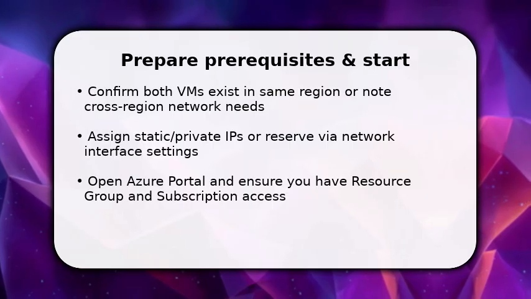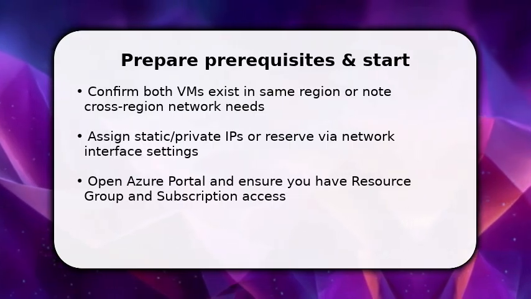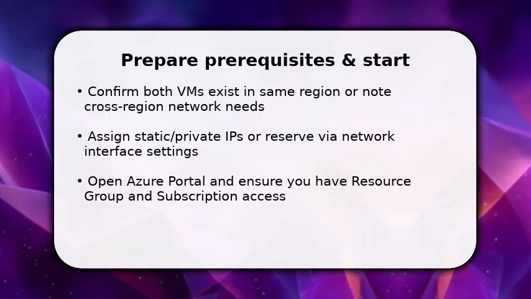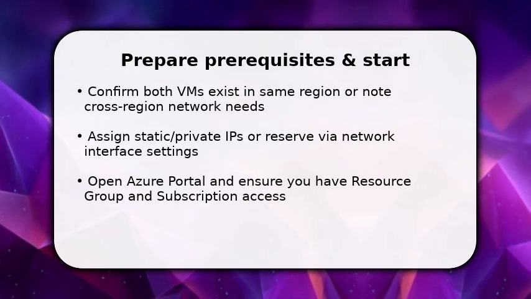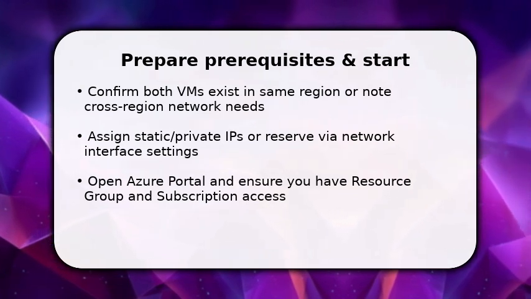Once done, open the Azure portal, navigate to the resource group, and ensure you have owner or network contributor rights. This lets you create NSGs, VNet peering, and modify NICs without permission errors.